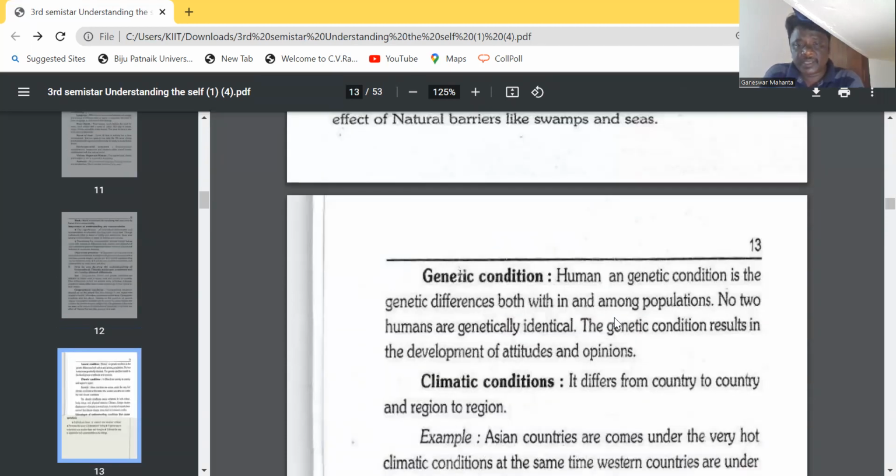Genetic conditions. Human genetic condition is the genetic difference both within and among populations. No two human beings are genetically identical. The genetic condition results in the development of attitudes and opinions. Climate conditions differ from country to country, region to region.